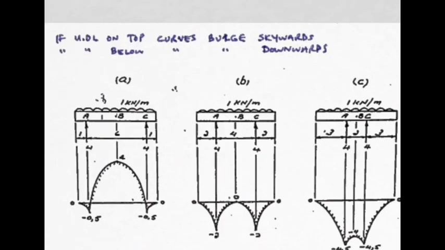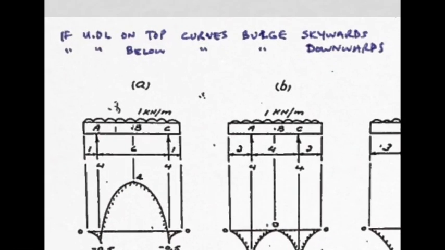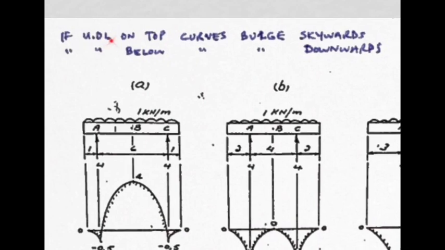Now when you do these and you split it up into little sections, you would be able to determine whether the shape is curving that way or curving this way. An easy way to remember that is as follows. If the UDL is on top, as in the case of these, all the curves will bulge, I call it skywards, so they go this way. If the UDL was under the beam, which is not the case here, then the curves would bulge the other way.